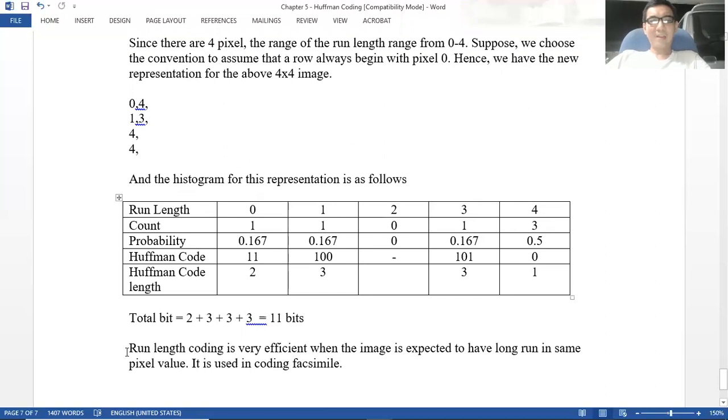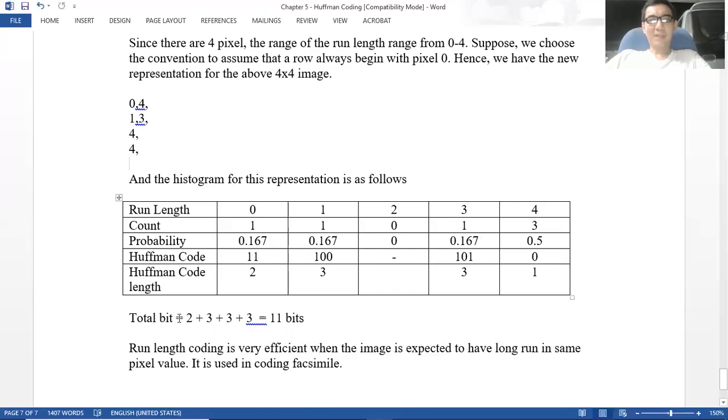And this is called run length coding, which is very efficient for a black and white document, and has been used in coding documents like this in fax. Of course, now we don't use fax anymore, but still when we code a black and white document like this, we'll find this to be useful.